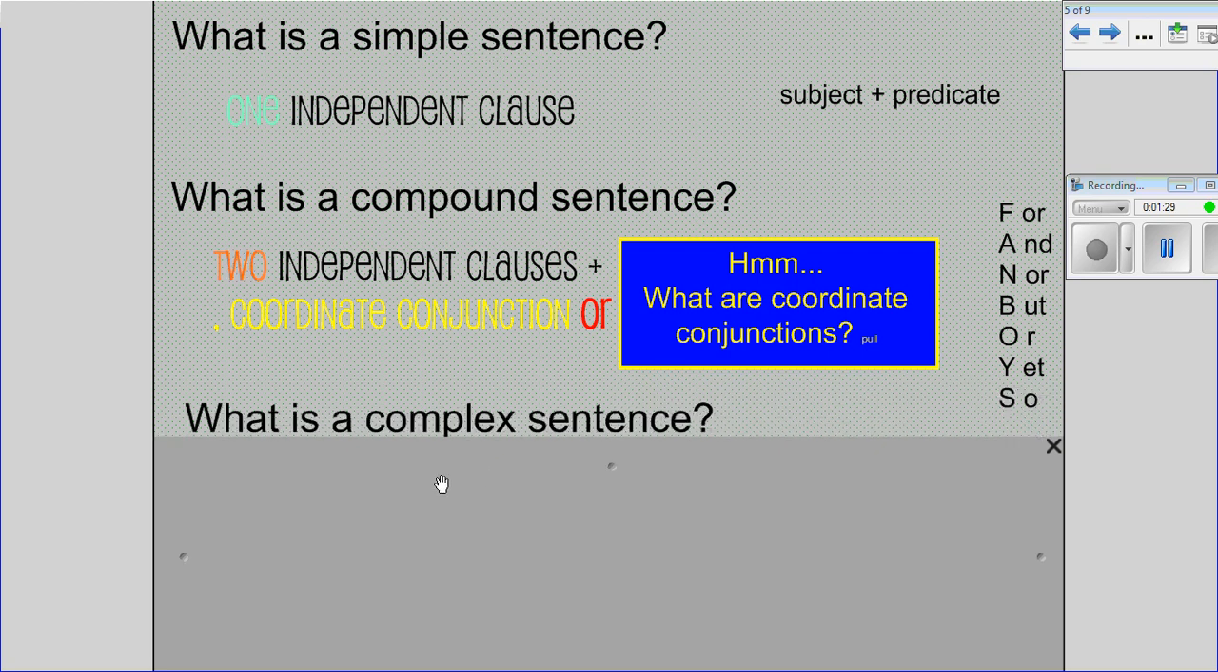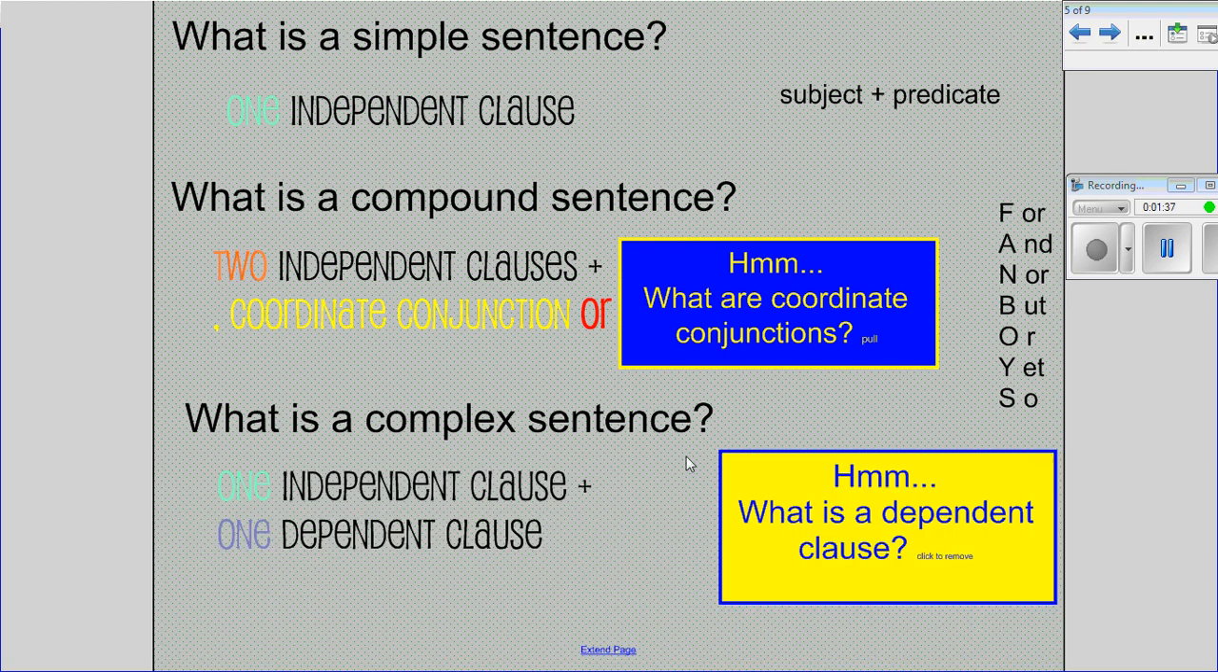Now in your notebook, go ahead and write down what a complex sentence is. A complex sentence is one independent clause and one dependent clause. We already know that an independent clause is a subject and a predicate. But what is your dependent clause? What does it mean when we say that? Go ahead and write that down in your notebook.